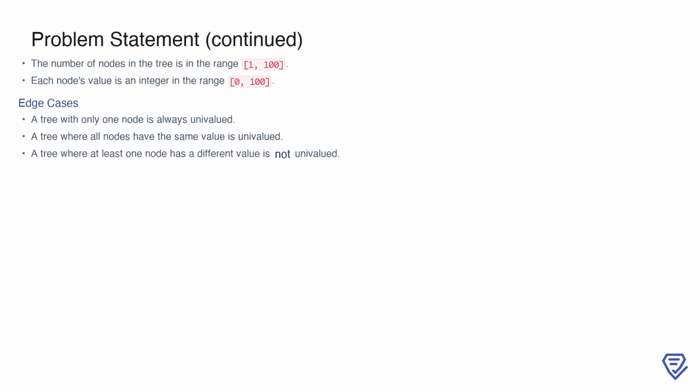The binary tree will always have between 1 and 100 nodes, so it's guaranteed to be non-empty. Each node's value is an integer between 0 and 100. Some important edge cases to keep in mind include single node trees, which are always univalued, and trees where all nodes share the same value, which are also univalued. On the other hand, if even one node in the tree has a value that differs from the others, the tree is not univalued. These constraints ensure that we're working within manageable input sizes while focusing on the core logic of determining whether the tree meets the univalued condition.